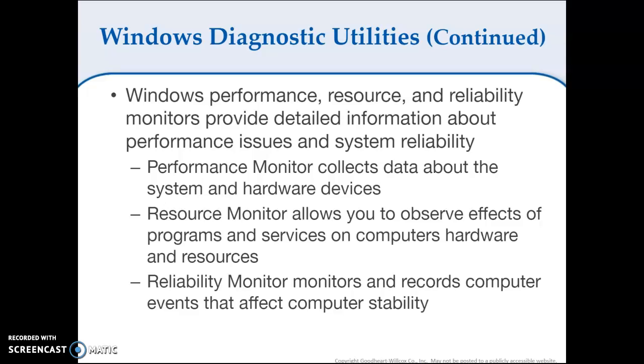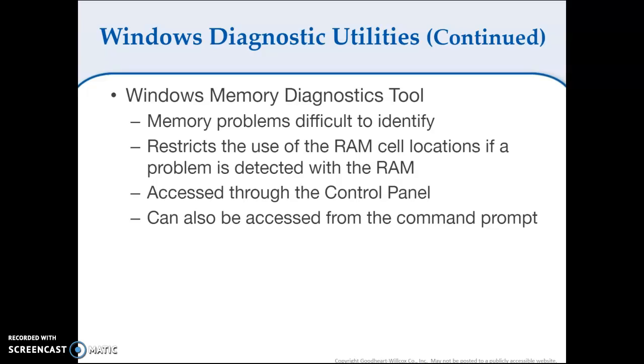Windows Performance, Resource, and Reliability Monitors provide detailed information about performance issues and system reliability. You always want to monitor how your PC is performing to try and get ahead or be proactive about possible issues that might arise in the future. Performance Monitor collects data about the system hardware and devices. The Resource Monitor is going to allow you to observe the effects of programs and services on the computer's hardware and resources, speed and performance. Reliability Monitor monitors and records computer events that affect the computer's stability.